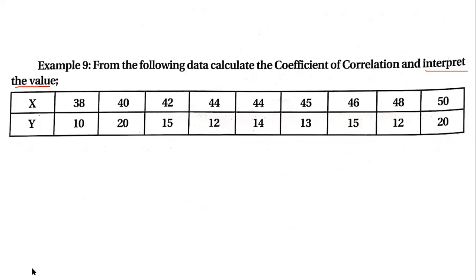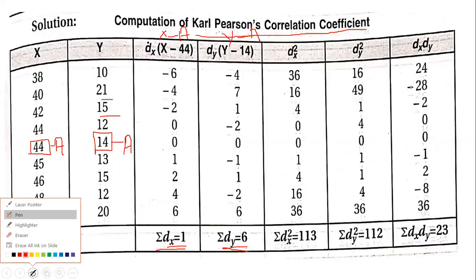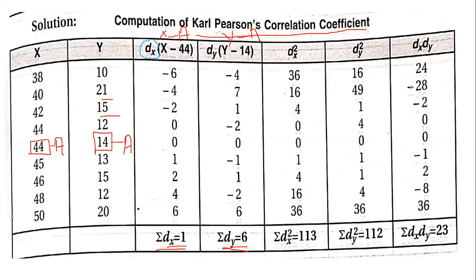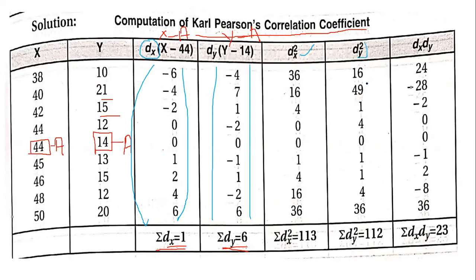Now, squaring the values, this whole column is supposed to be squared up, and you get sigma dx square. And again, when you square up the complete dy column, you get sigma dy square. So for dx square, that is minus 6 into minus 6, minus 4 into minus 4, minus 2 into minus 2, and so on. 6 6s are 36, and minus into minus is plus. 4 4s are 16, minus into minus is plus. Minus 2 into minus 2 is plus 4. Like that you calculate the squares.